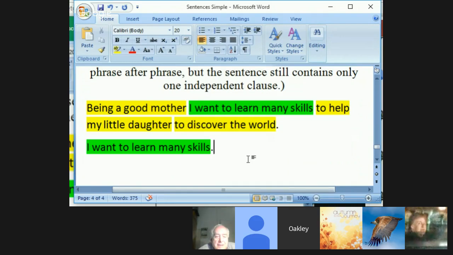It makes perfect sense to me. It's more general, no? No, it makes perfect sense to me. I consider this complete. Which skills? You have to specify which skills you have to learn. Okay, I see what you're saying. I see where you're headed. Is it a complete thought? Is that your concern? Yes. Because I would divide the sentence in two parts. Being a good mother, I want to learn many skills to help my daughter to discover the world. It clearly has a subject noun I, and it clearly has a verb want. I'm okay with this, frankly. I understand your point and your concern, but I think it's enough for me.